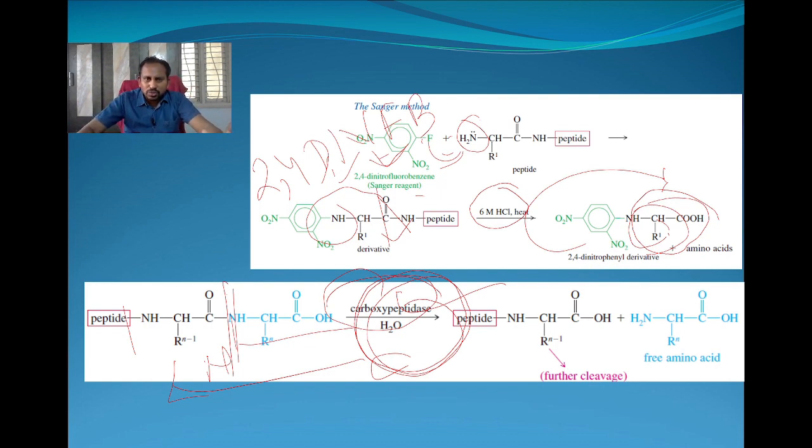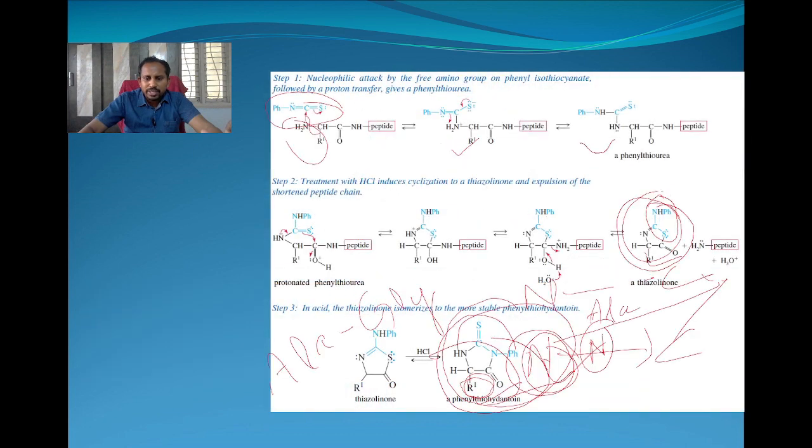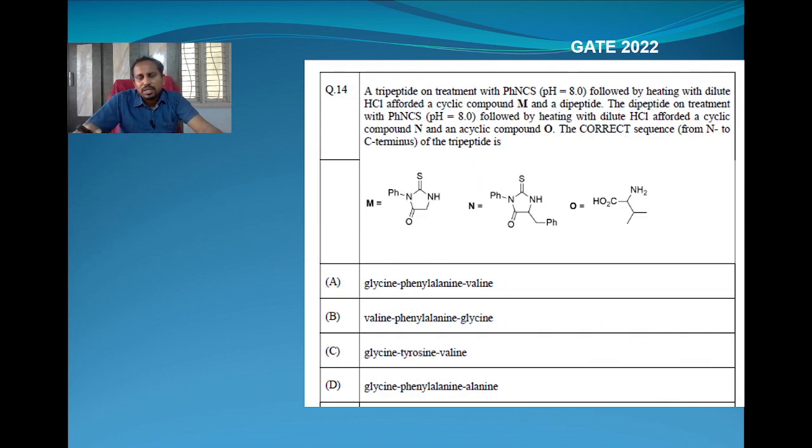By using this concept we can answer this question asked in GATE. A tripeptide on treatment with phenyl isothiocyanate at pH 8, followed by heating with dilute HCl, affords a cyclic compound N. Then the dipeptide, on treatment with phenyl isothiocyanate and again heating with dilute acid, gives cyclic compound O. This is the first compound from the N terminal, giving the correct sequence from N to C terminal.